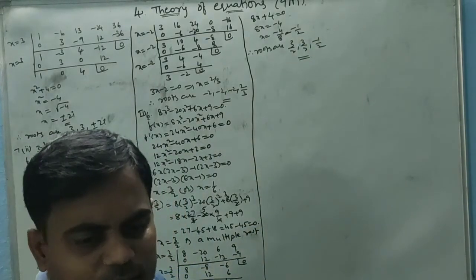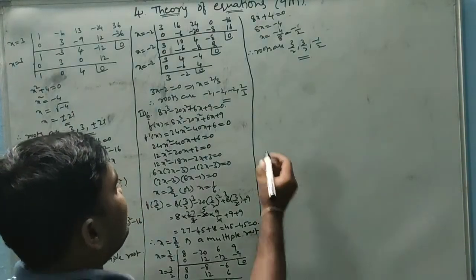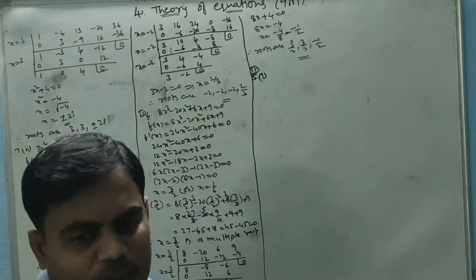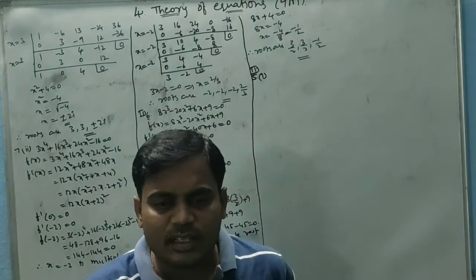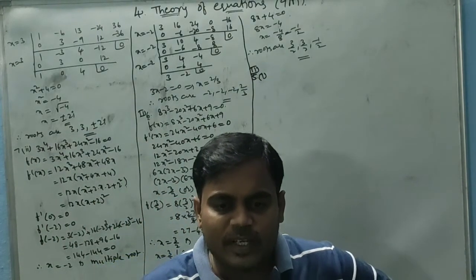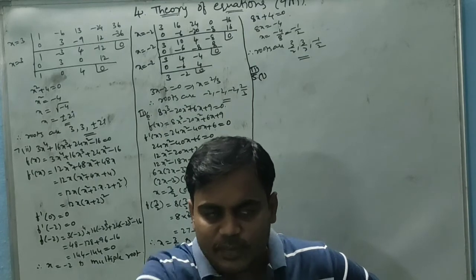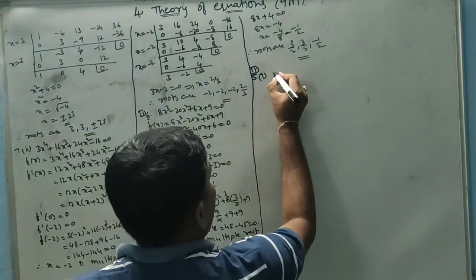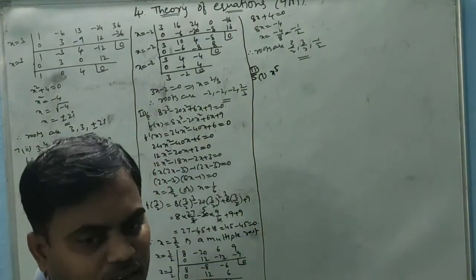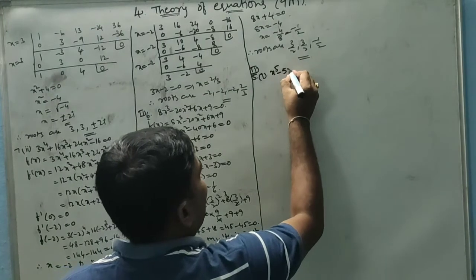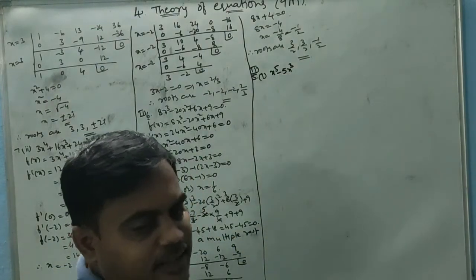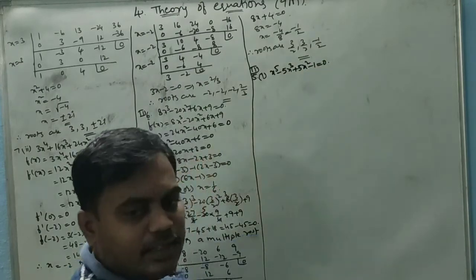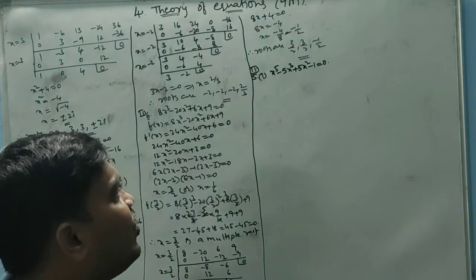Next question, third bit, fifth question, first one. In this equation, x⁵ − 5x³ + 5x² − 1 = 0, three roots are equal. We need to find all the roots.